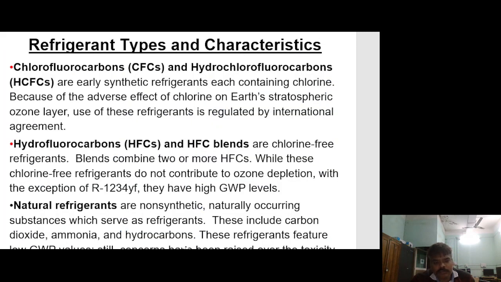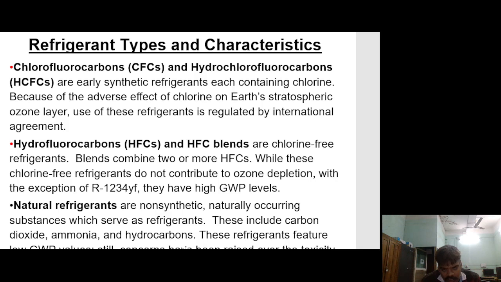Refrigerant types. Chlorofluorocarbons and hydrochlorofluorocarbons are purely synthetic refrigerants, each containing chlorine. Because of the adverse effect of chlorine on Earth's stratospheric ozone layer, use of these refrigerants is regulated by international agreement. Hydrofluorocarbon and HFC blends are chlorine-free refrigerants. Blends combine two or more HFCs. While these chlorine-free refrigerants do not contribute to ozone depletion, with the exception of R1234, they have high GWP levels.